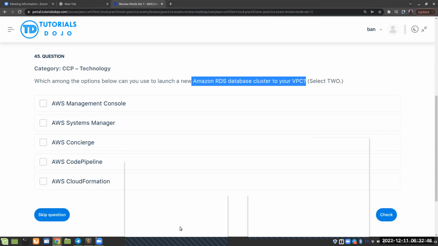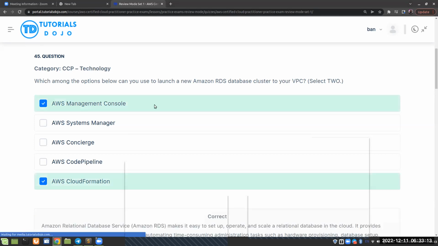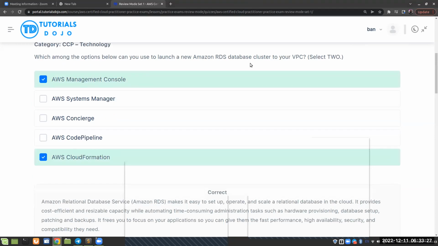A and E. Okay, you say A and E. I see that's supported. So you're just launching a new Amazon RDS database cluster. Okay, that's correct. Because either you can go through the management console and click to launch an RDS database cluster, or you can use infrastructure as code so that it is created.